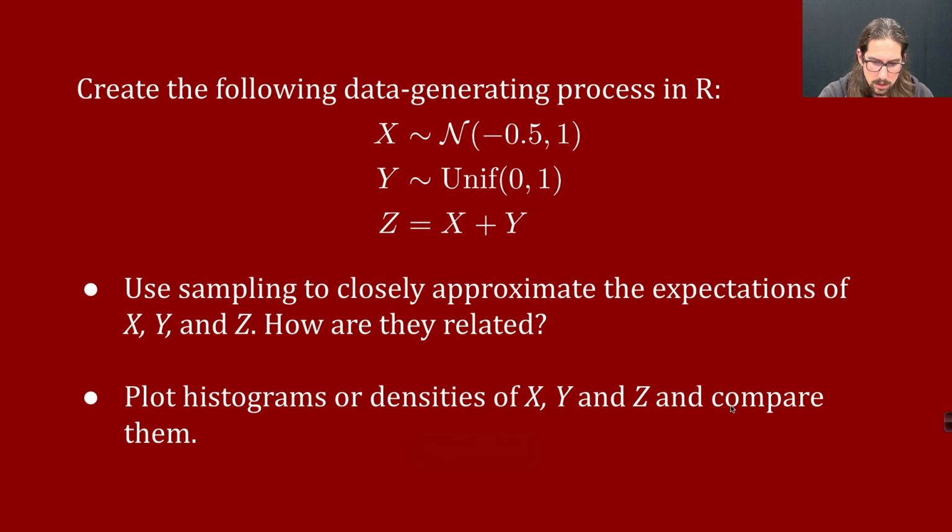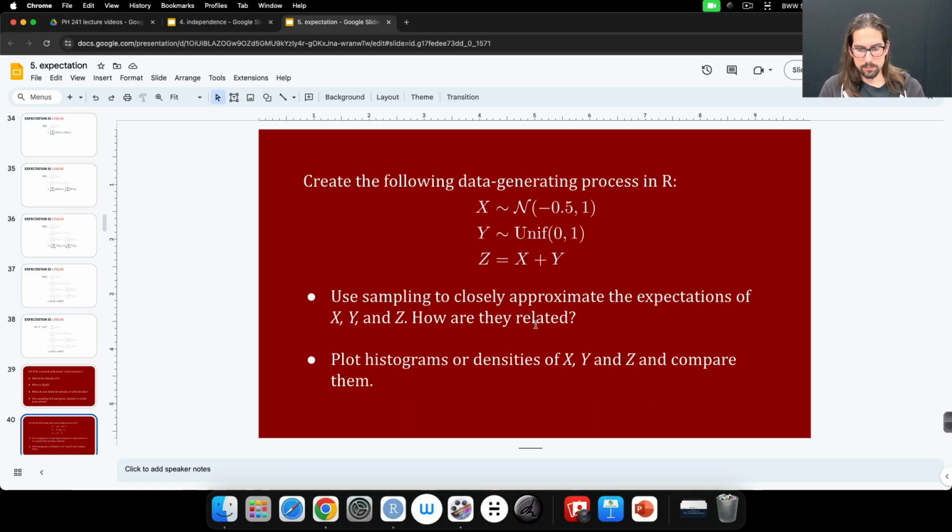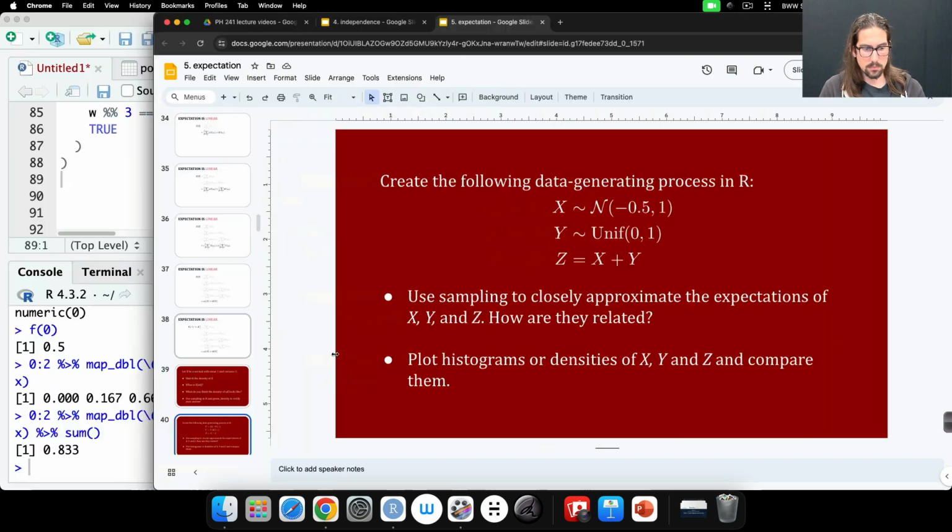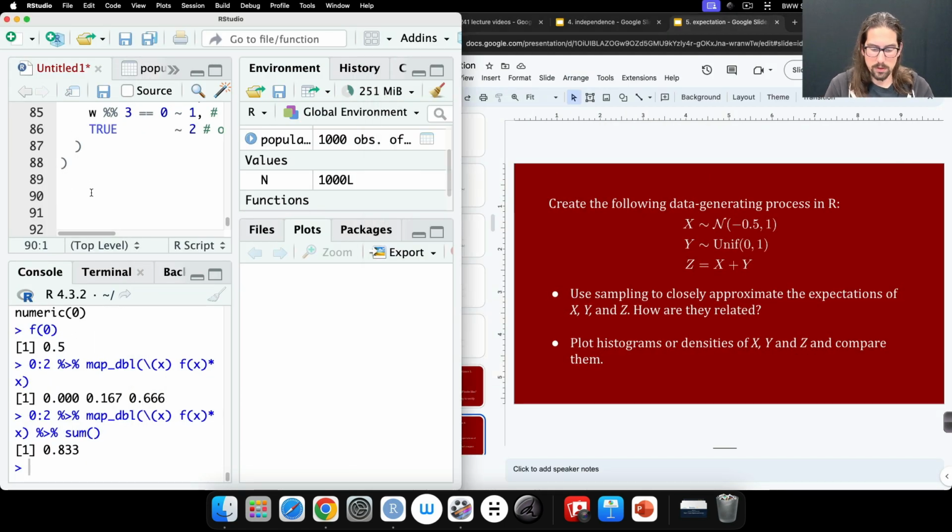All right. Next problem is to create the following data generating process in R. And then we want to sample to approximate the expectations of x, y, and z and see how they're related. So what do we have here? It's some large number.